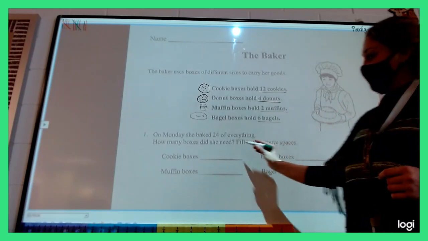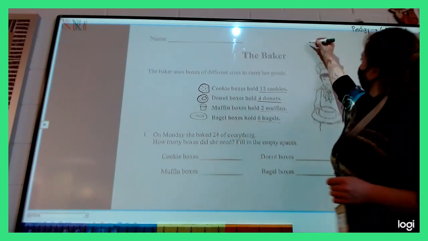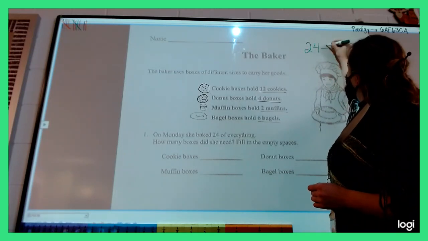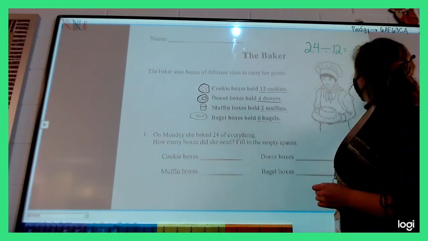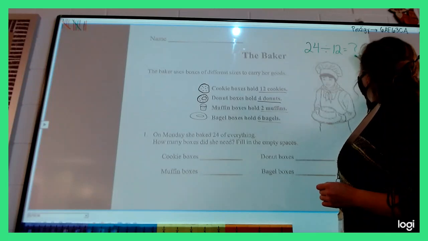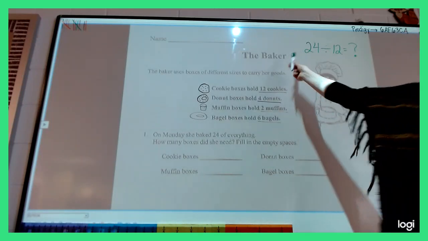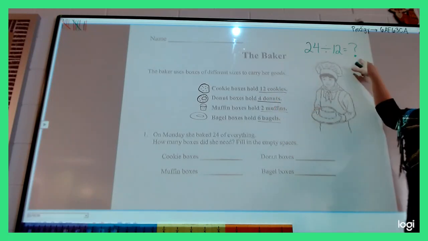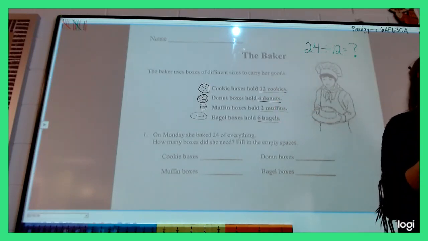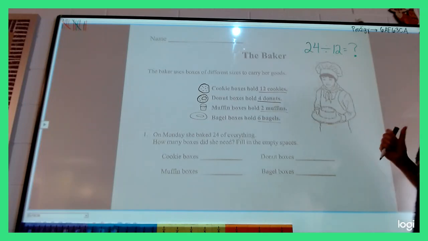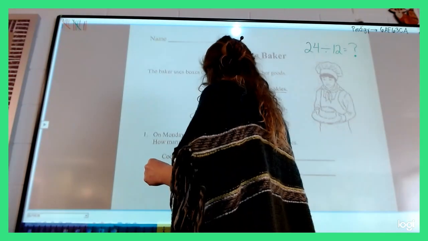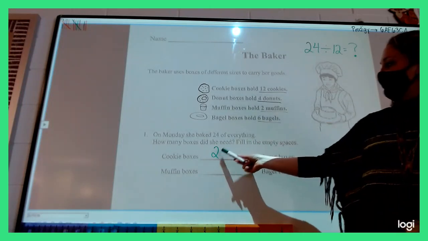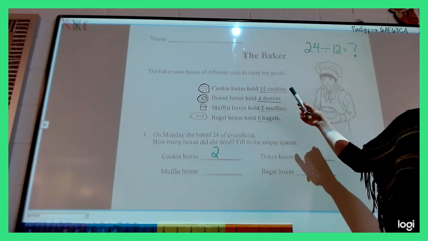Okay, so when we're thinking about the cookies, I'll put my work up here. I'm really thinking 24 divided by 12 equals... Okay, 24 cookies divided into groups of 12, right? So 24 divided by 12 would be what? Chloe? 2. So we need 2 boxes for all my cookies. And if you want to check it in your head, I could say, well, if I have 2 boxes with 12 cookies each, 2 times 12 is 24.